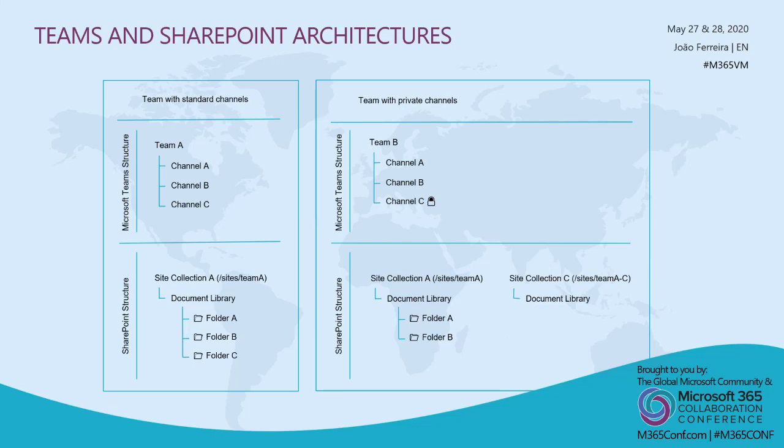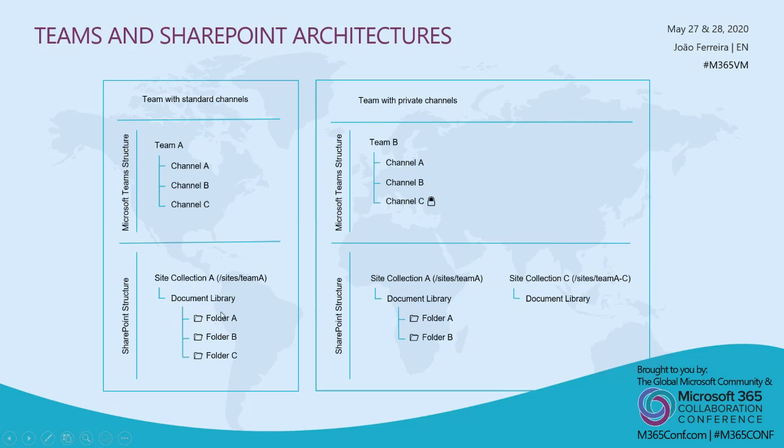So on Teams, you can have two different types of channels. When the application was first released, it came only with standard channels. Everyone inside of a team has access to all standard channels. And this is the structure inside of Microsoft Teams. So you have team A, channels A, B, and C. And behind the scenes, on the bottom layer, let's say it this way, you have site collection A, and you have a document library for each one of the channels.